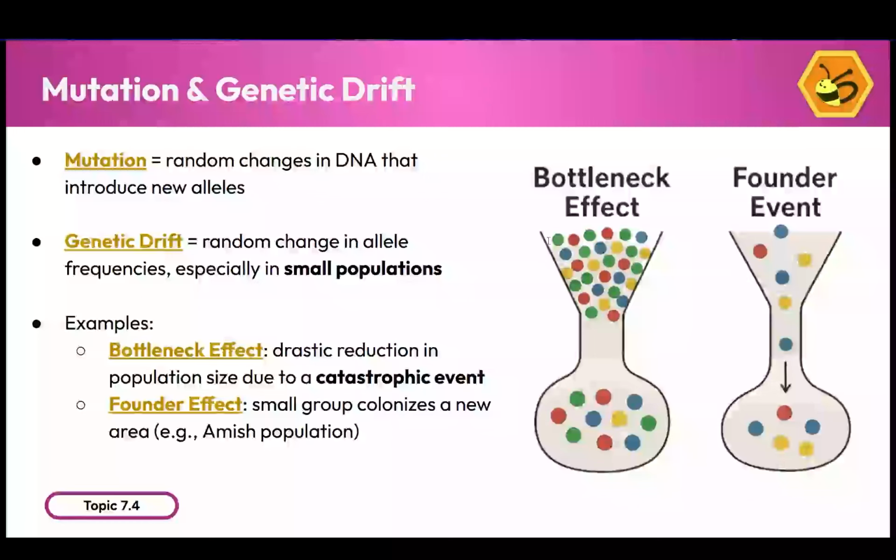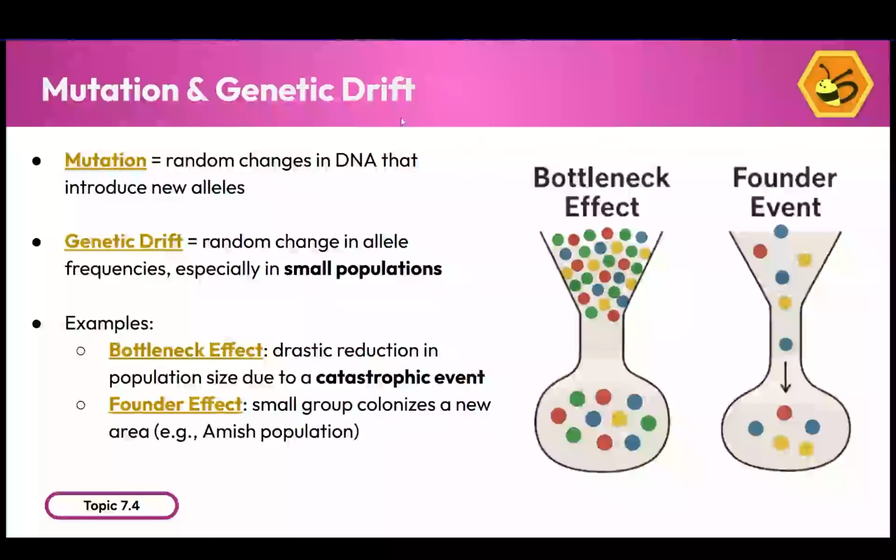The founder effect is an example of a small group which colonizes a new area. The reason I cite the Amish here is because the Amish are essentially a prime example of the founder effect in human populations. They established themselves in rural areas and then isolated themselves, leading to a significant reduction in genetic diversity.